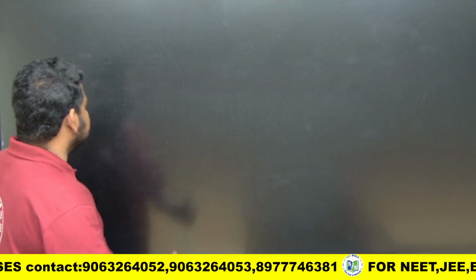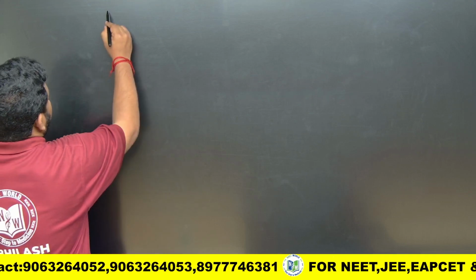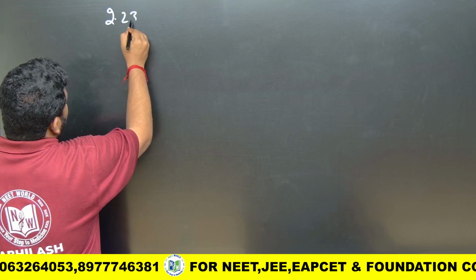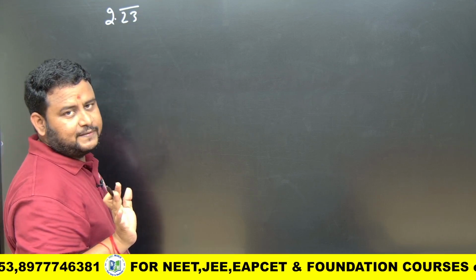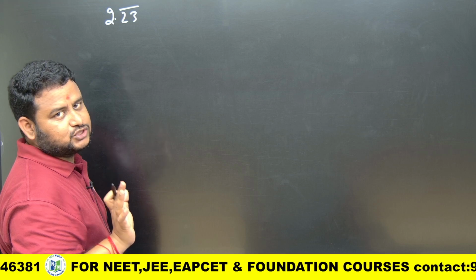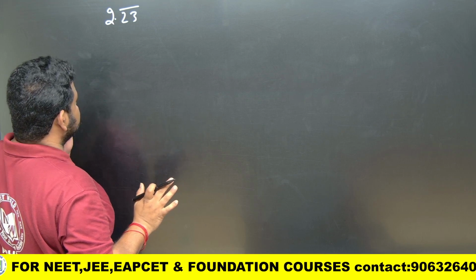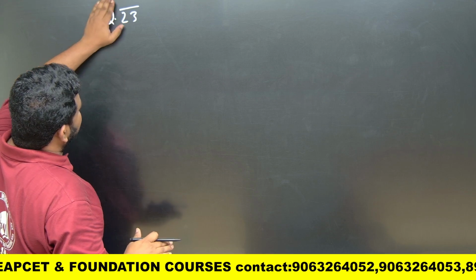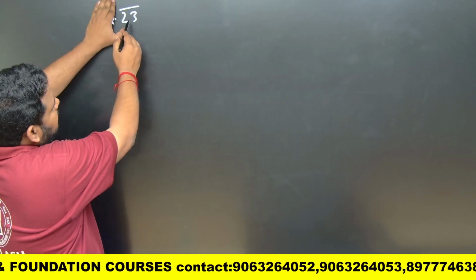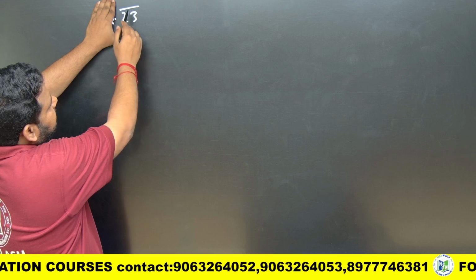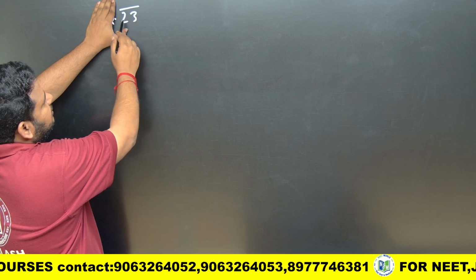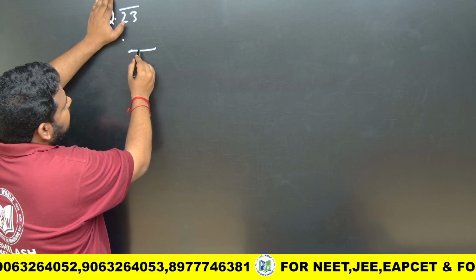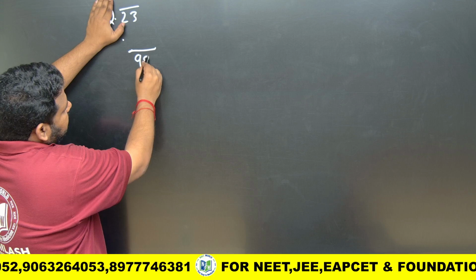See, observe carefully. Suppose the question that is given is 2.23 bar. For such a question, what you should do is, first of all, forget about 2. If you forget about 2, this is nothing but point, after that 23 bar. So if the bar is on 2 digits, what will be the denominator, friends? The denominator will have 2 nines.